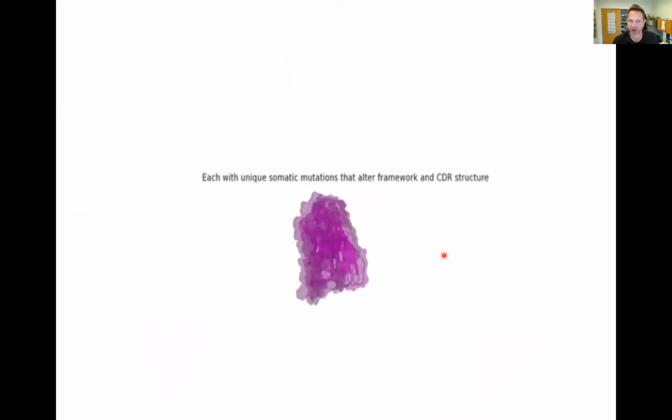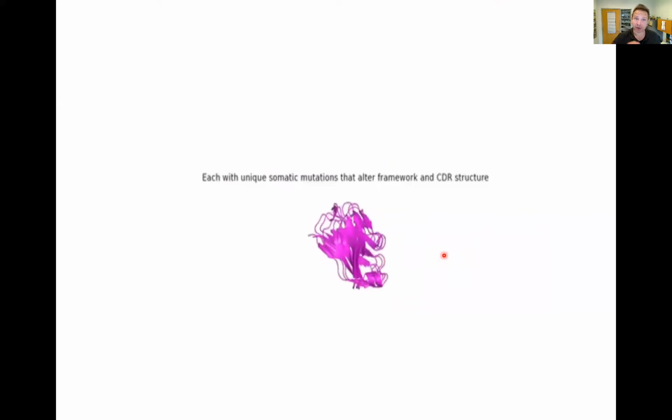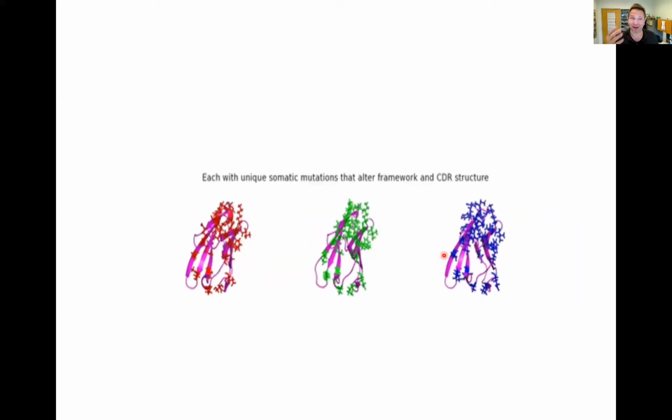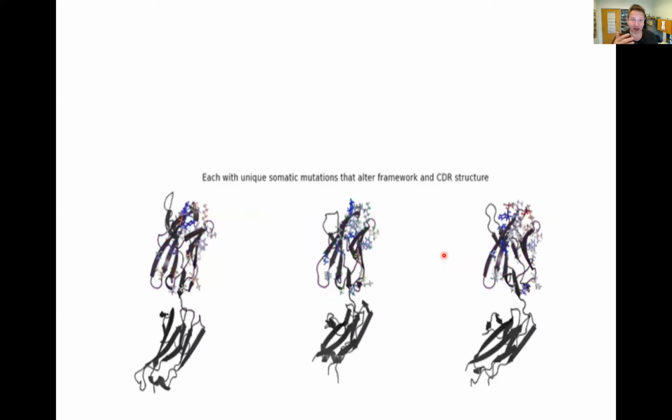Why is this important? Well, this could be important because you can design one antibody to bind multiple targets. So if you think about HIV with many different strains with different surface protein sequences, if you want to design one antibody to bind them all, such an algorithm would be very important.